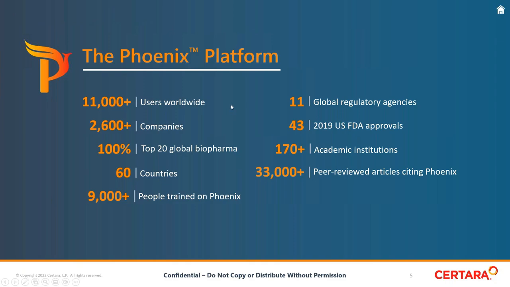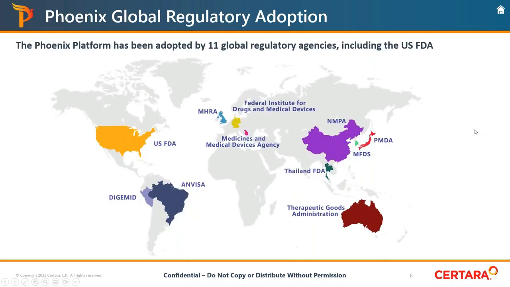So just to recap, there's over 11,000 users worldwide at over 2,600 companies. The top 20 global biopharma have used Phoenix in over 60 countries. We've also trained many of our users through Certara University so that users can become experts in the software and be able to talk with some knowledge with other professionals and colleagues because they have similar training and knowledge of the software. Phoenix is often used in FDA approvals, also at academic institutions, and there are thousands of peer review articles that cite Phoenix. Okay, a look at our global footprint. The software is available through regulatory regions in the Western Hemisphere, Europe, as well as the APAC region.